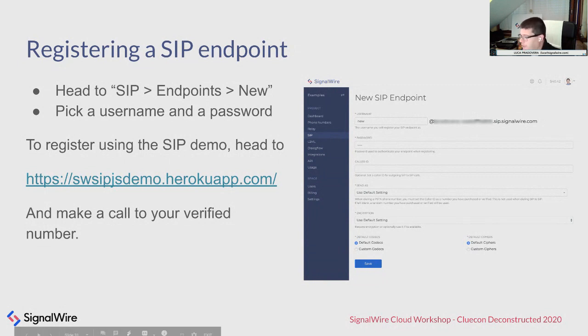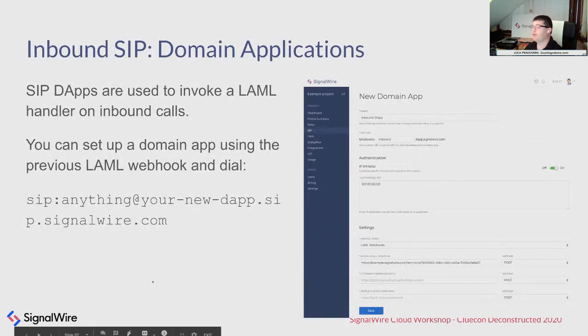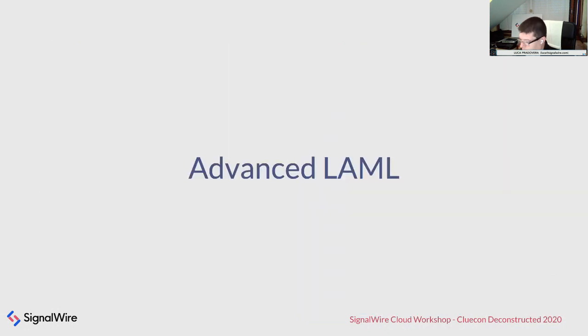If you go to the SIP domain apps and create a new domain app, you're able to specify a LAML webhook to handle the call. So effectively, when you create a domain app, such as the one I have here, which is my name, Alfredo Rivera, inbound.signalwire.com, anytime you dial anything at your domain app URL, you will get a request to your webhook that contains a SIP user variable that corresponds to this anything part. So you can do forwarding or whatever.